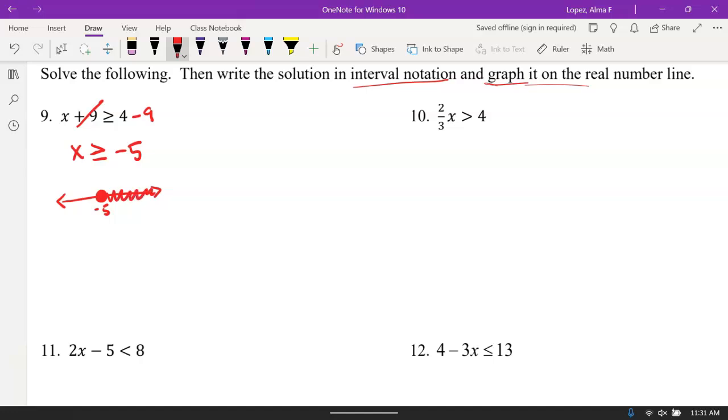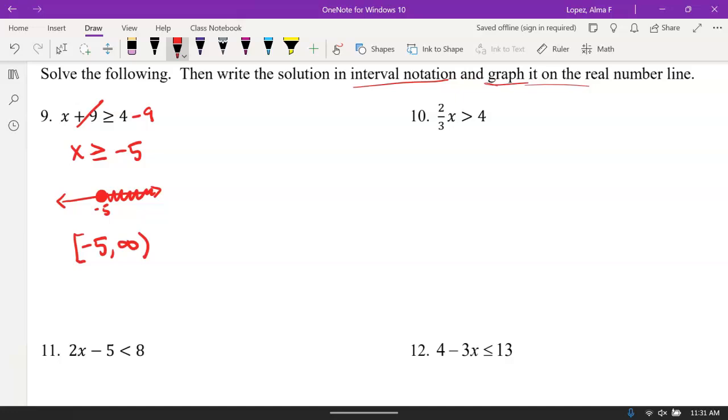Now you read the inequality on the number line from left to right, the way you read English. It starts at -5 and goes all the way to infinity. That's what we want. That's the solution. Infinities always get parentheses, and this solid circle will translate into a bracket in that answer, and that's what we're looking for.